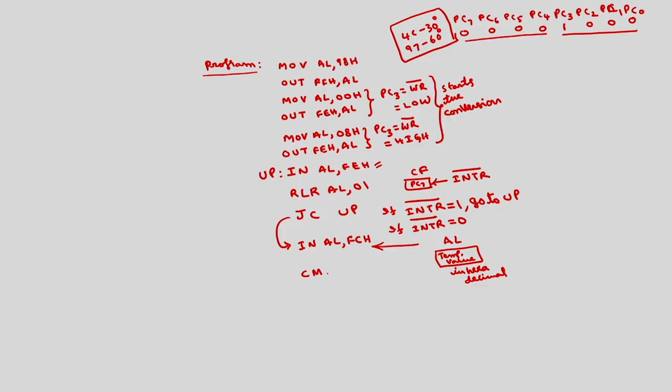Compare AL, which contains the present temperature value, then 4CH, the lower limit. Jump on less than. If AL is less than 4CH, it means no need to turn on the heater. If it is less than 30 degrees, we have to turn on the heater. Less than, we have to jump if less.